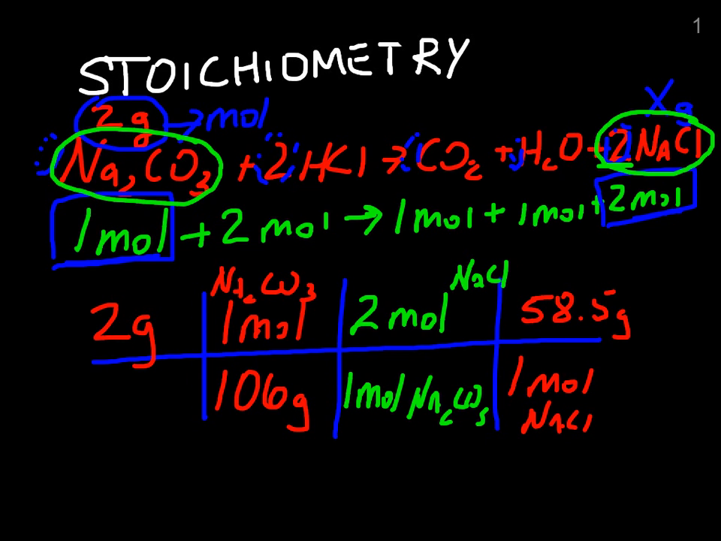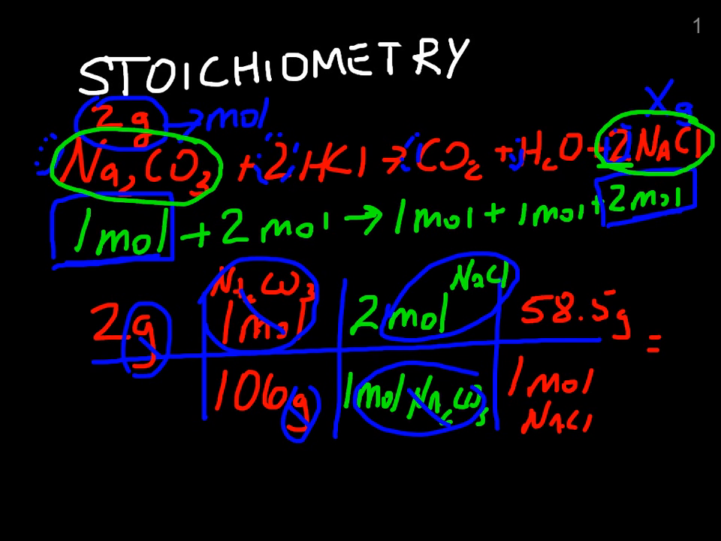When I look at the units of this problem, I have grams here, grams there. Those will cancel. Grams and grams are gone. I have moles of sodium carbonate with moles of sodium carbonate, so those units are going to cancel. I have moles of sodium chloride, which are going to cancel with moles of sodium chloride. My answer will be in grams right here, which is what I'm looking for.